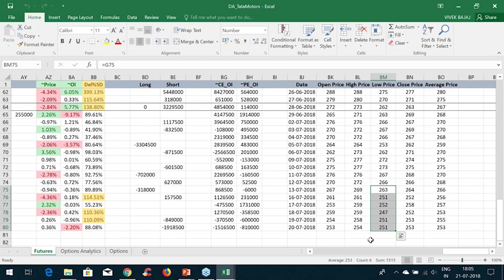It may not be a very bad idea to try and make an attempt to go long in this stock. Disclaimer, please do not trade on the basis of what I am saying. I am just giving you an indication. I am not responsible if you lose money in this, but it looks like it is creating a new base for itself around 245 to 250 level.